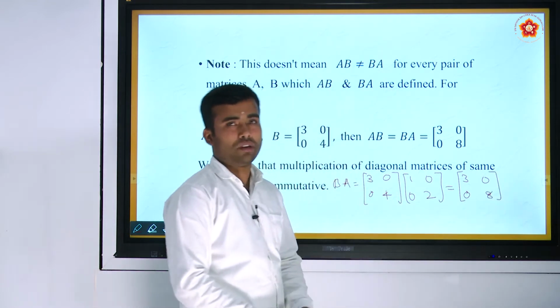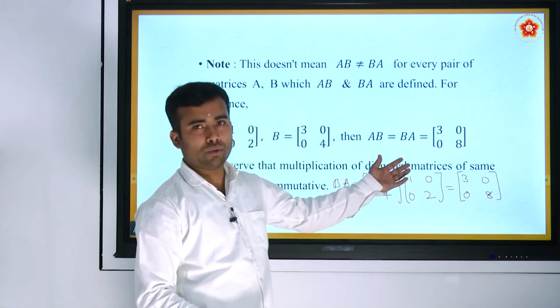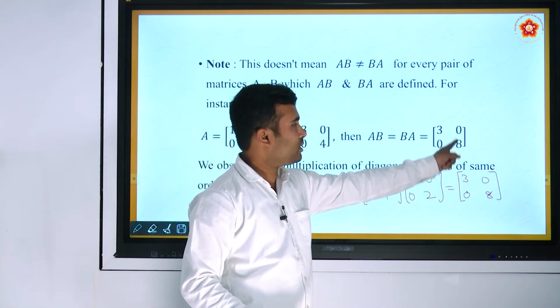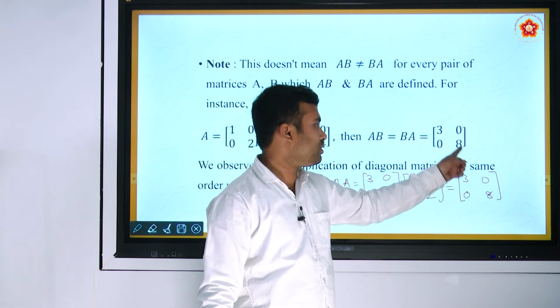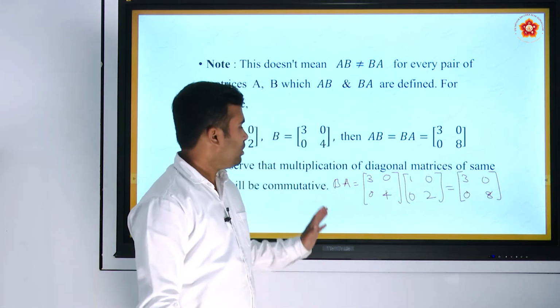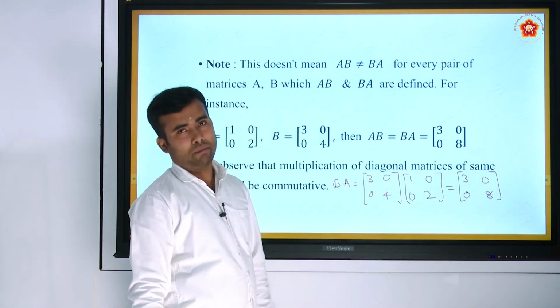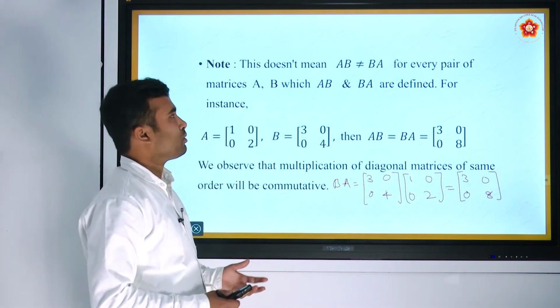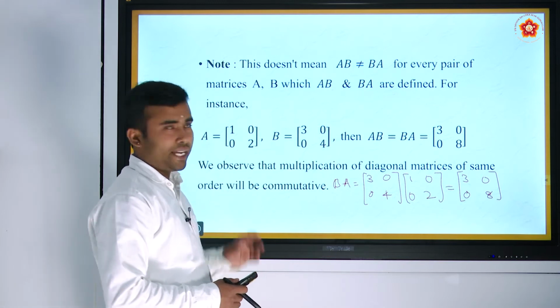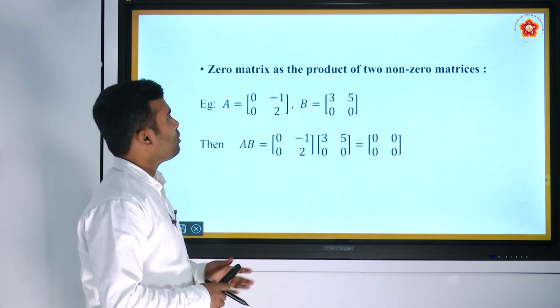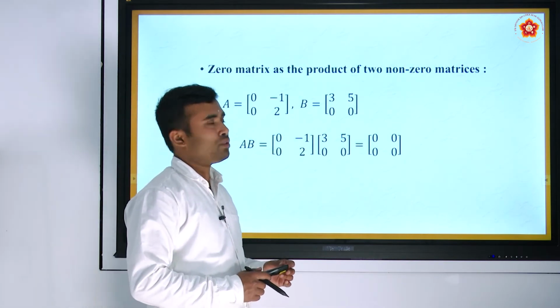Look, both product matrices are equal here. See, 3 is equal to 3, the corresponding elements are equal here, 0 is equal to 0, 0 equal to 0, and 8 is equal to 8. So therefore BA is equal to AB, understand? So matrix multiplication is commutative for diagonal matrices. Next, the zero matrix can be the product of two non-zero matrices.